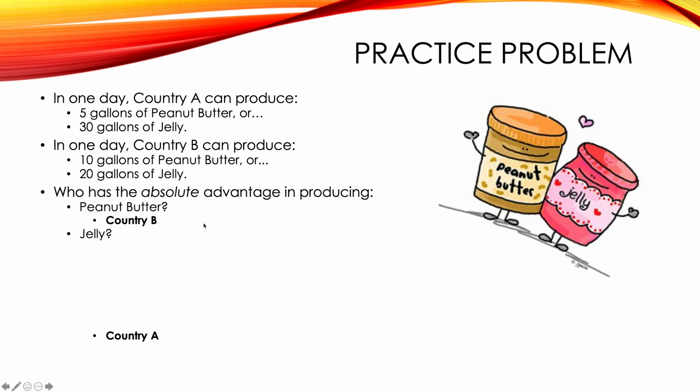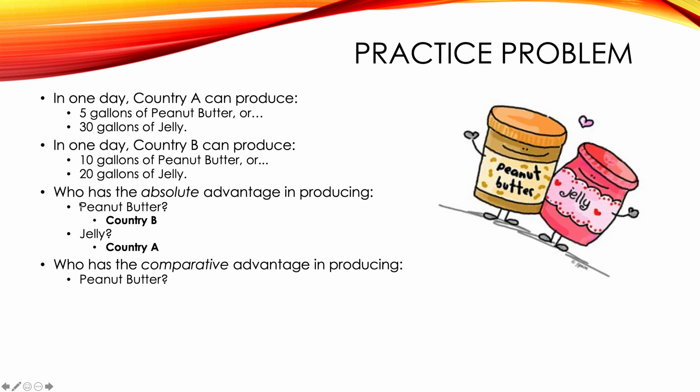Who has the absolute advantage in producing jelly? Well, that should be country A. Country A can produce 30 gallons of jelly. Country B can only produce 20. Who has the comparative advantage in producing peanut butter?